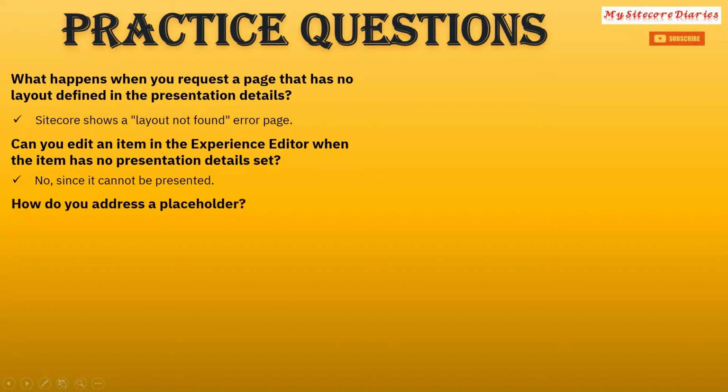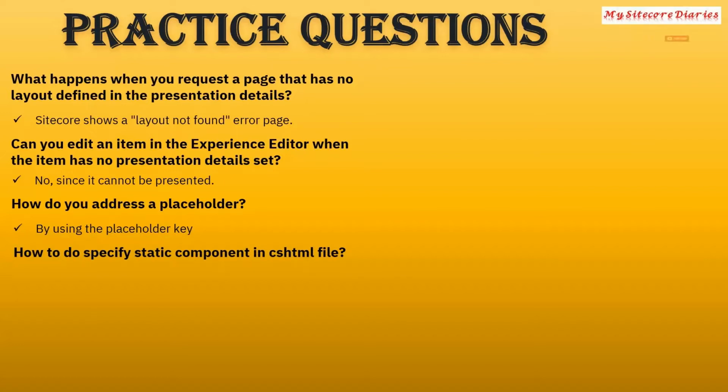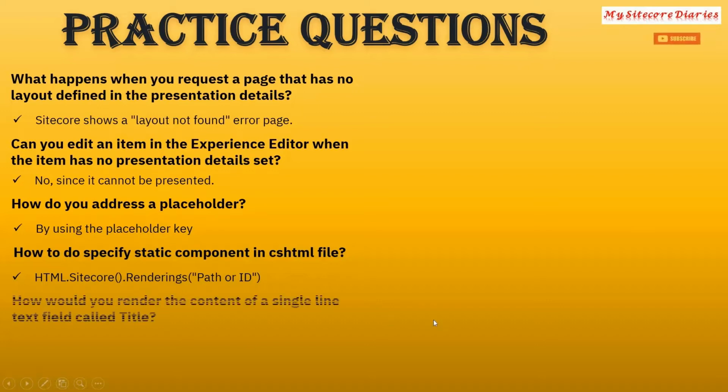How do you address a placeholder? By using a placeholder key. The placeholder key is a unique key by which we address the placeholder. How do you specify a static component in the HTML file? If you want to render statically, then you use Html.Sitecore().Rendering and then the path or ID of that rendering.